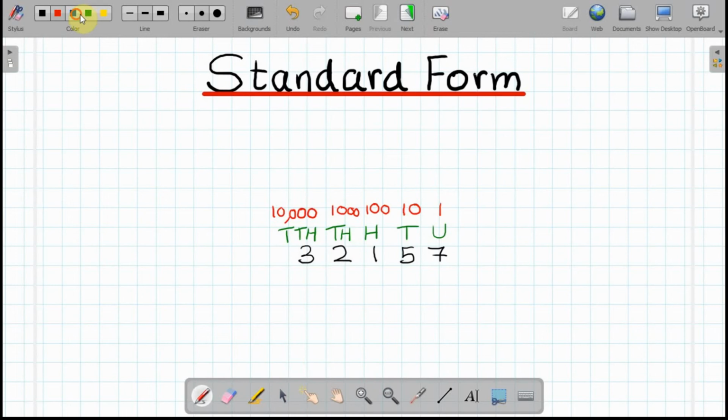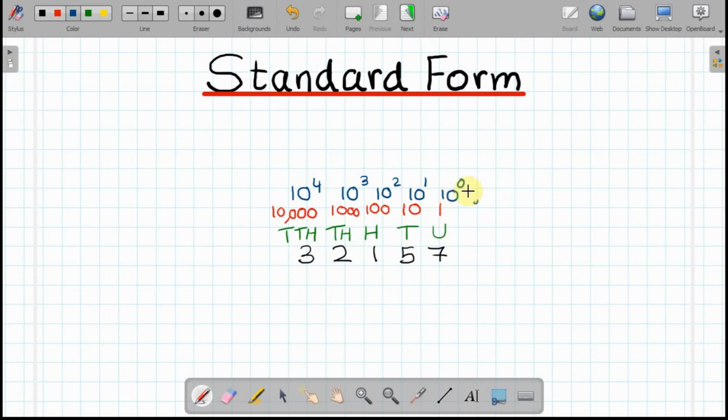Okay, now I'm going to write these as powers of 10. So 10,000 is 1, 2, 3, 4. So that'll be 10 to the power 4, right? And then this will be 10 to the power 3. And this will be 10 to the power 2. And this would be 10 to the power 1. The units would then be 10 to the power 0.